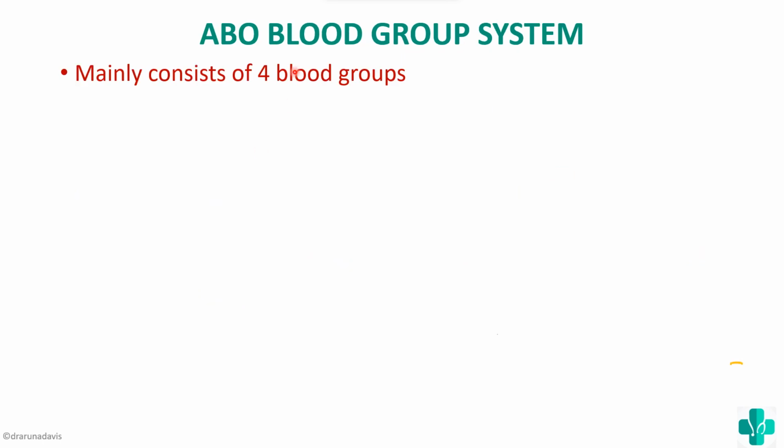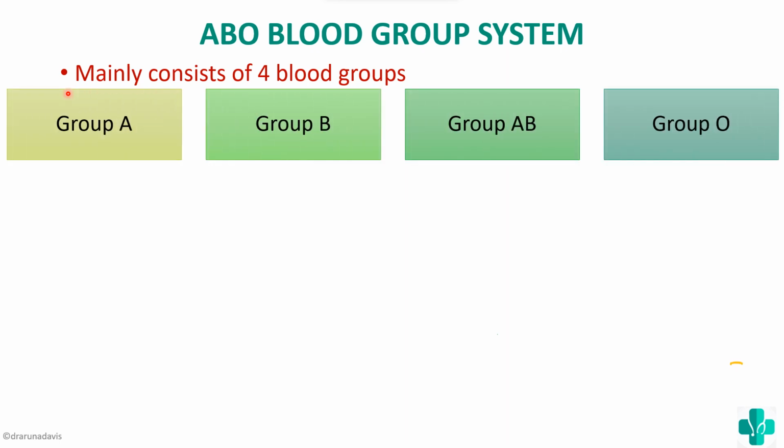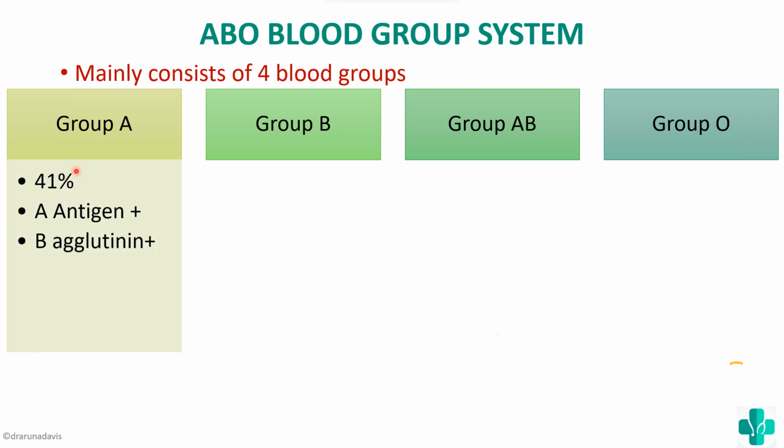The ABO system mainly consists of 4 blood groups, which are group A, group B, group AB as well as group O. Of these, group A is quite common. It is around 41% prevalent and it contains A antigen, and the antibody present in plasma will be B. So suppose this is the RBC of a group A person, it means he will have an antigen which is A, and the plasma will contain an antibody which is antibody B.